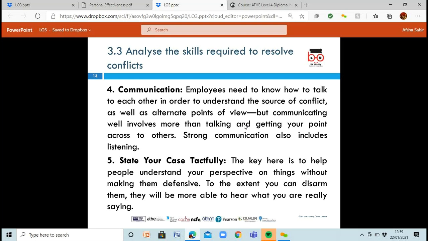And then state your cause tactfully. That means be diplomatic. Don't just burst things out. The key to this is to help people understand your perspective, so you don't want to make them feel defensive. You don't want to say, right, this is what you should have done. You can't just burst out at them. So you say, well, I think that maybe this thing could have been dealt with in a different way. So you try and be diplomatic, try and stay the middle person in it. You don't want to get involved in the argument. You don't want to take a side, but you want to let them know exactly what can be done and how it needs to get done.